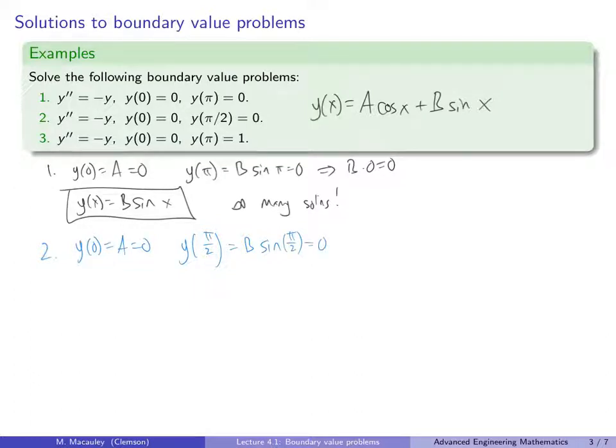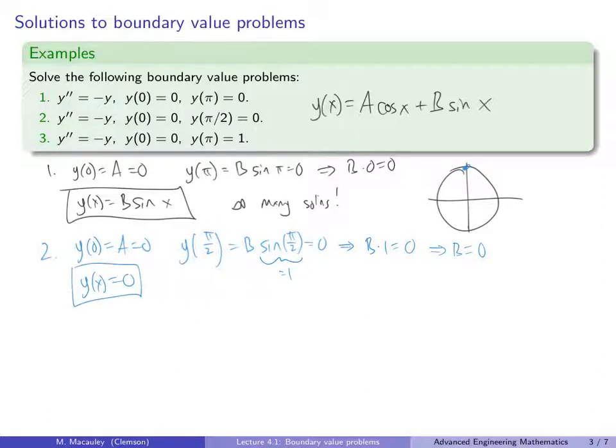And let's recall what I always have to look at the unit circle to remind myself. Sine of pi over 2, that's the y value right there. So that's equal to 1. And so this tells us that b times 1 equals 0, because again that is equal to 1. So that means that b equals 0. So here we get that y of x equals 0. There's one and only one solution. It's the trivial solution.